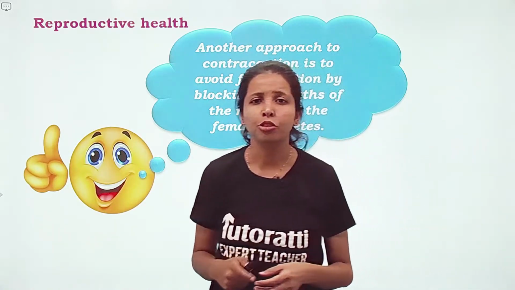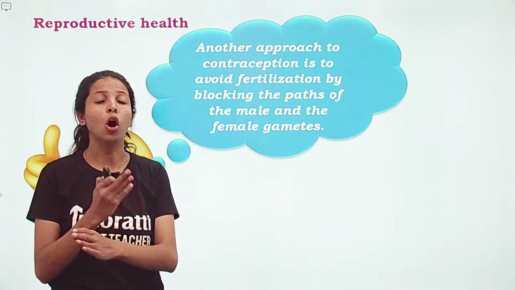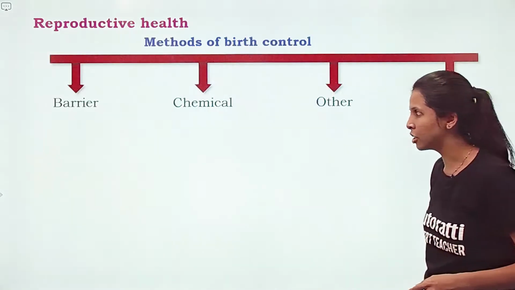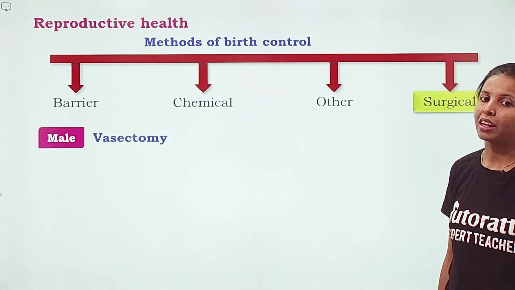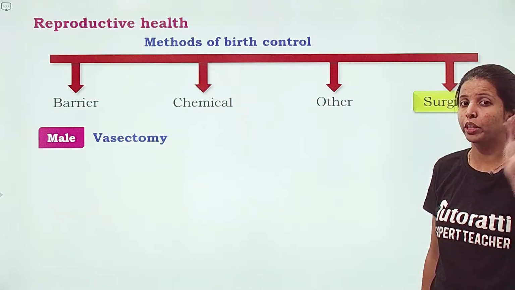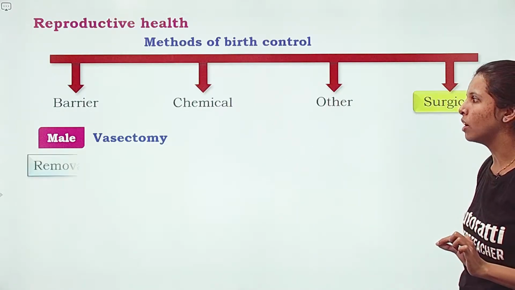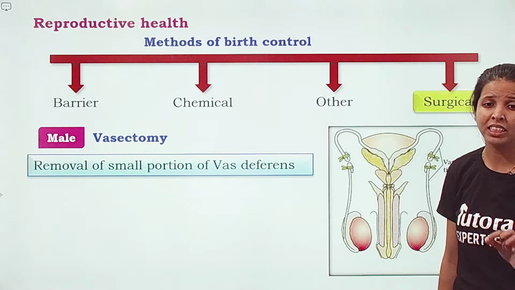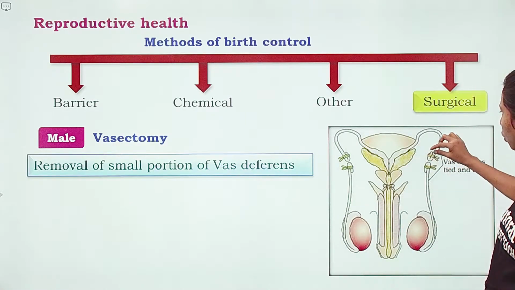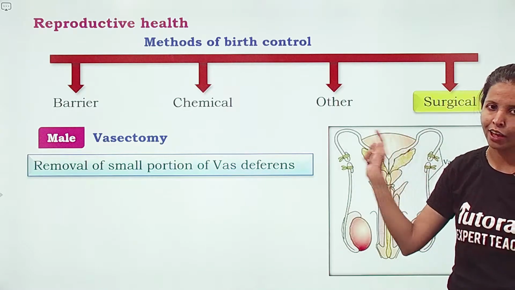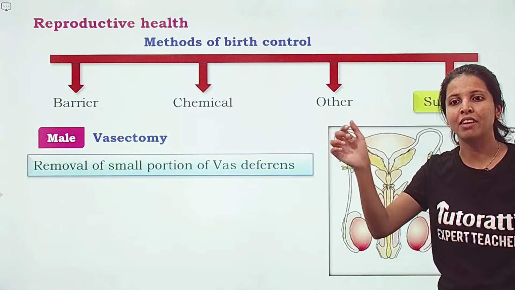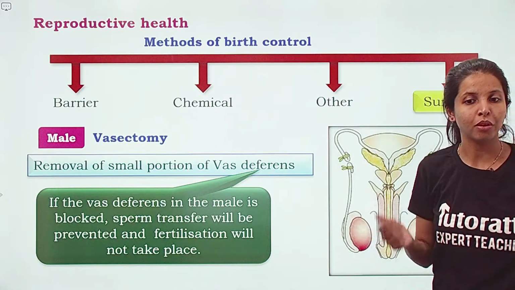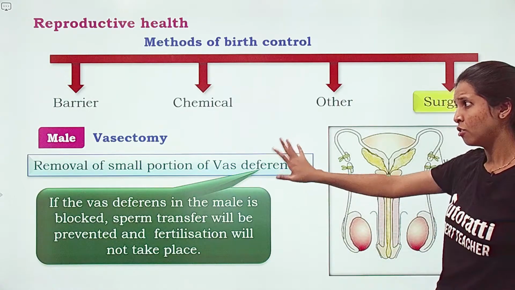Another approach to contraception is avoid fertilization. How? By blocking the paths of male and female gametes. I'll tell you what it is. Such methods are called as surgical method, kids. Male में याद है, मैम ने आपको पढ़ाया था vas deferens होता है, the one which is going to carry sperms. Yes, तो बच्चा the procedure is called as vasectomy. Vas deferens, अगर आप देखोगे, small portion of the vas deferens is being cut. Removal of the small portion, आप cut कर देते हो जिससे sperms जो है पहुँचते ही नहीं है. So this is in male, vasectomy. Vas deferens से vasectomy, ऐसे याद रखना है. If vas deferens in male is blocked, sperm transfer will be prevented and thus fertilization will not take place. So this is in male.